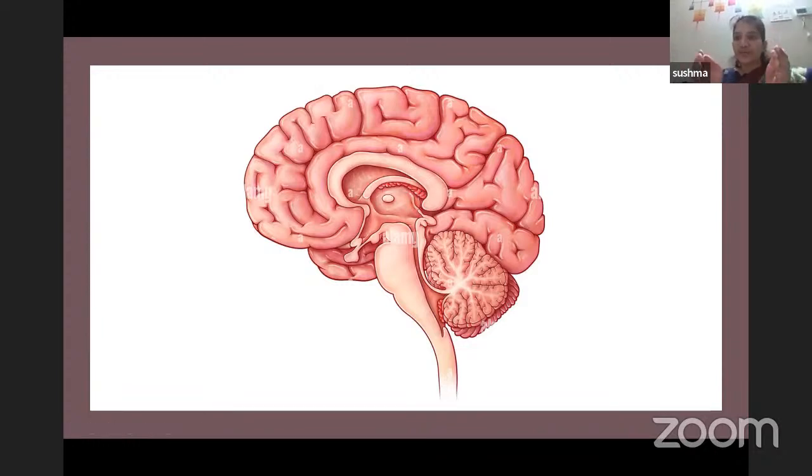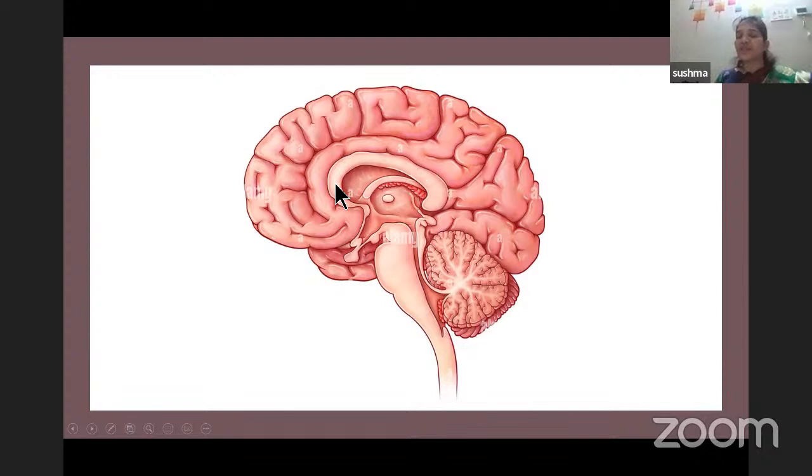There are two cerebral hemispheres, one on each side, which are connected in between by the band of neurons called the corpus callosum. About 300 million neurons actually cross the midline in the corpus callosum. So it is a very important structure. There is a condition called agenesis of corpus callosum where this structure is absent.